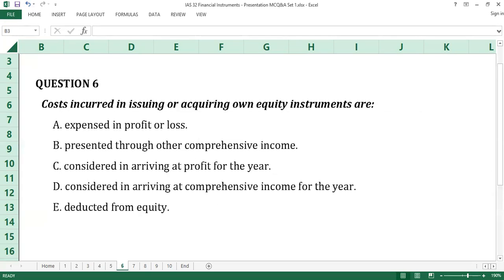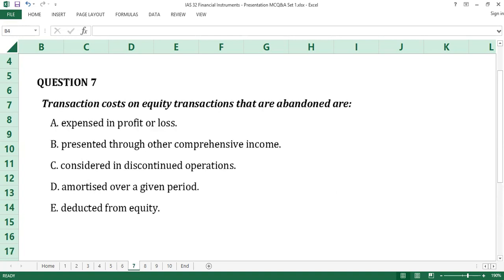Question number 6. The answer to question number 6 is E, deducted from equity. Costs incurred in issuing or acquiring own equity instruments are transaction costs. Transaction costs are accounted for as a deduction from equity to the extent that they are incremental costs directly attributable to the equity transactions that otherwise would have been avoided. E is the answer to question number 6.